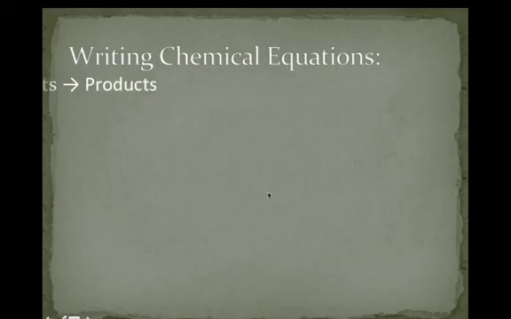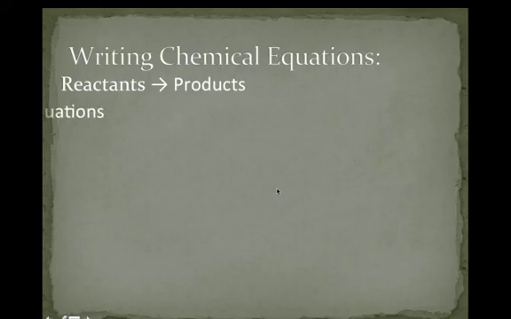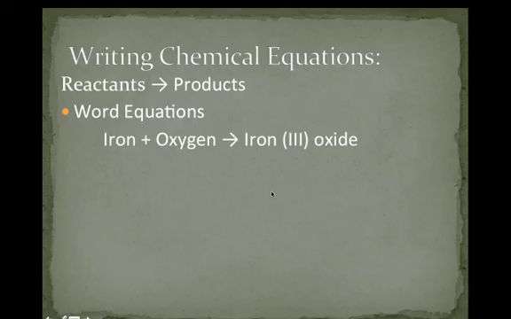Now, when we write chemical equations, we always take the reactants, an arrow, and then the products. Okay, we use word equations. We have word equations for like the iron and oxygen producing iron(III) oxide. Whoa, wait a minute, what's this thing? When you see a Roman numeral in parentheses, that tells you the charge of the cation, which would be a 3 plus. Oxygen, as you know, has a charge of 2 minus.